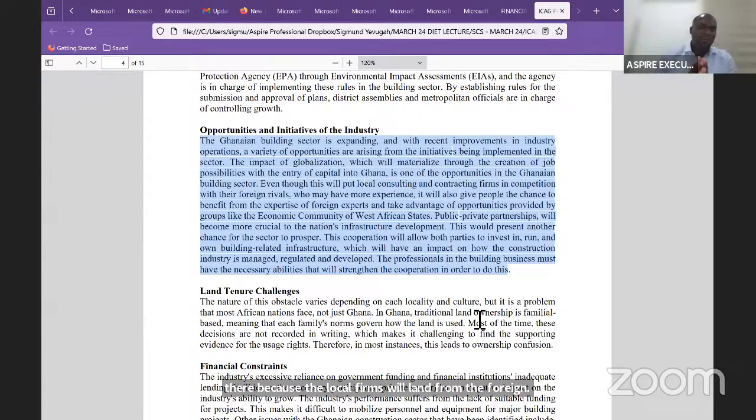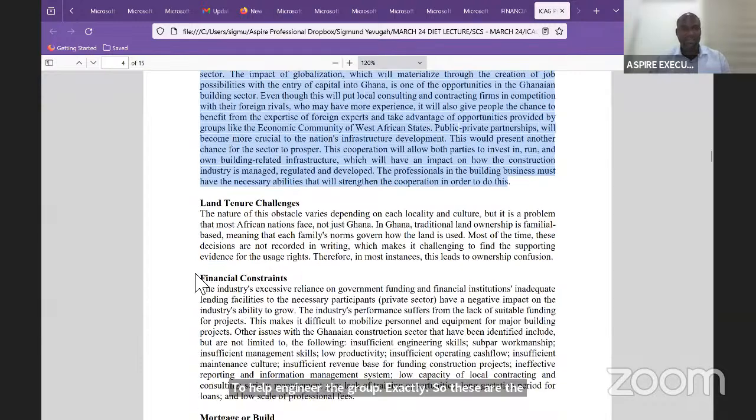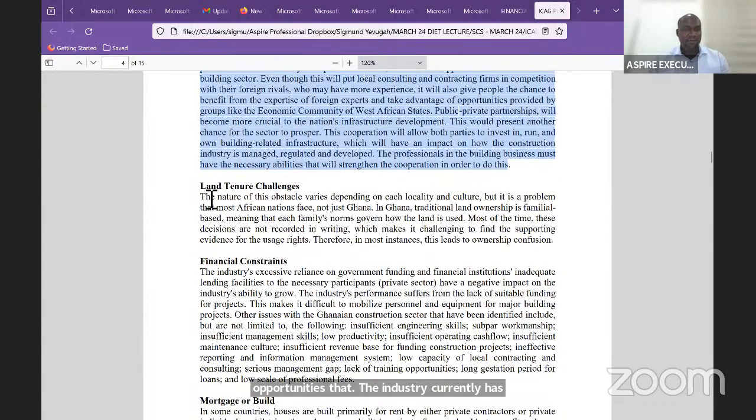Then we have also been told of some opportunities regarding public-private partnership. Because, as it has been said, government is not doing so much in developing the sector, there may be a need to involve the private sector to help engineer the growth. Is that clear? So these are the opportunities that the industry currently has. Now, the nature of these obstacles.